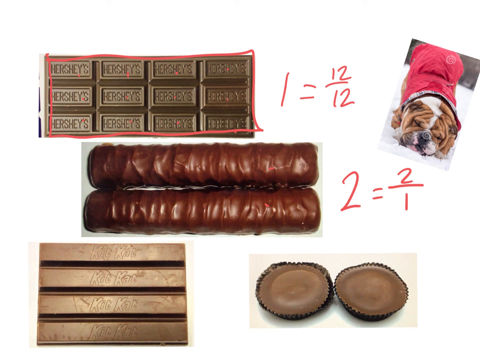Same thing over here for my Kit Kat bar. I have 1 whole bar, but it's divided off into 4 equal parts. So I can also say that this Kit Kat would represent 1, which equals 4 fourths. And just like the Twix bar, we have 2 whole parts, okay, 2 whole pieces of candy, just like the Twixes are 2 separate pieces of candy. And so we can make our fraction where we have 2 wholes and they're each 1 part.